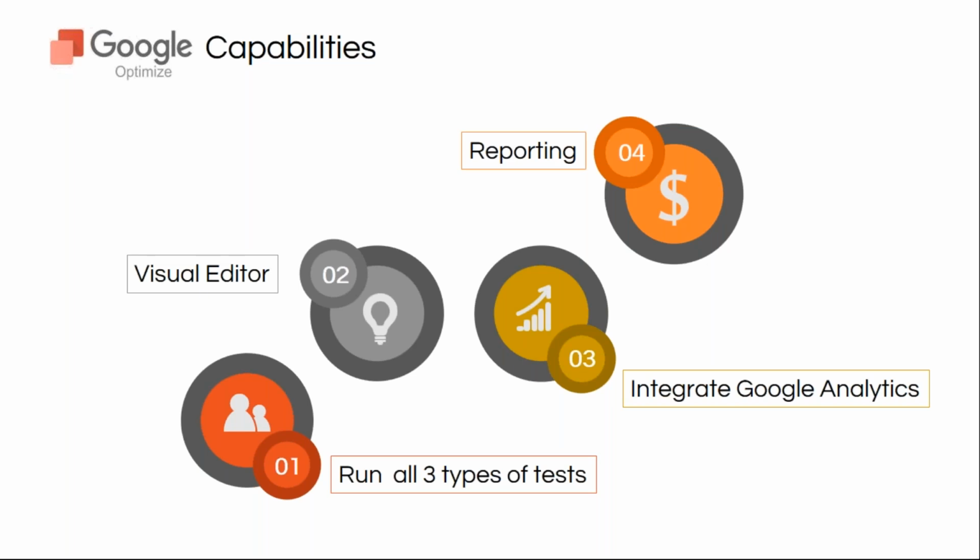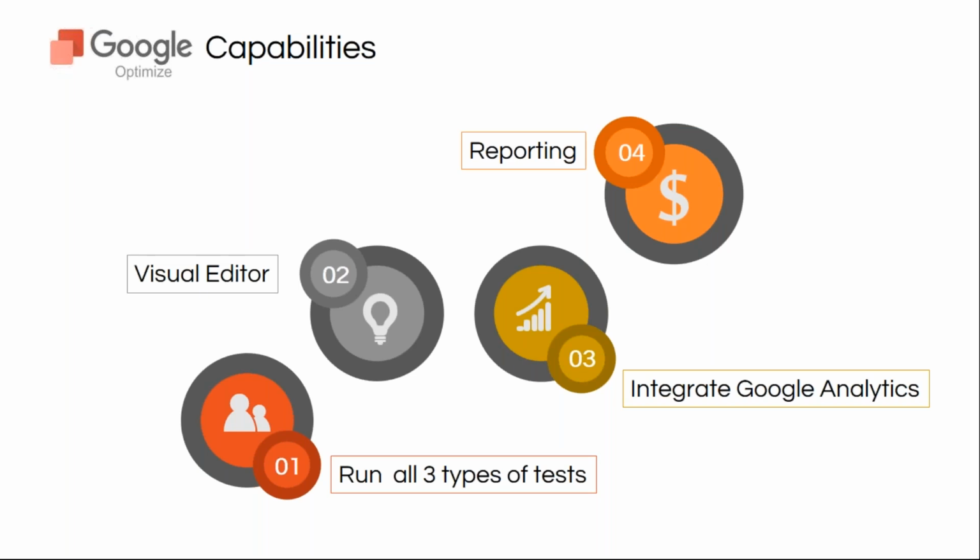And then there is a visual editor that helps you edit elements very easily. For example, let's say you want to change the position of a button, you don't need any coding, you can just click and drag and drop and you have a different variation. And the best thing about Google Optimize is it's very easy to integrate with Google Analytics. So you can push all the data to Google Analytics and do further analysis to figure out if you're meeting the intended results that you wanted.